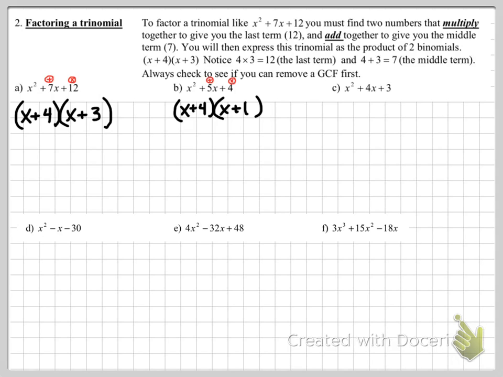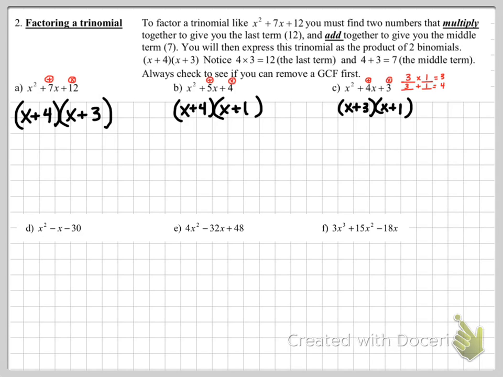In the third one, x squared plus 4x plus 3, well, this time, two numbers that multiply together to give me 3 and add up to 4, again, can only be 3 and 1. So we can say 3 times 1 is 3, and 3 plus 1 is 4. So it's going to be x plus 3 times x plus 1. In the next one, it's different. This time I've got two numbers that are going to multiply together to give me negative 30 and add up to negative 1. That's different.